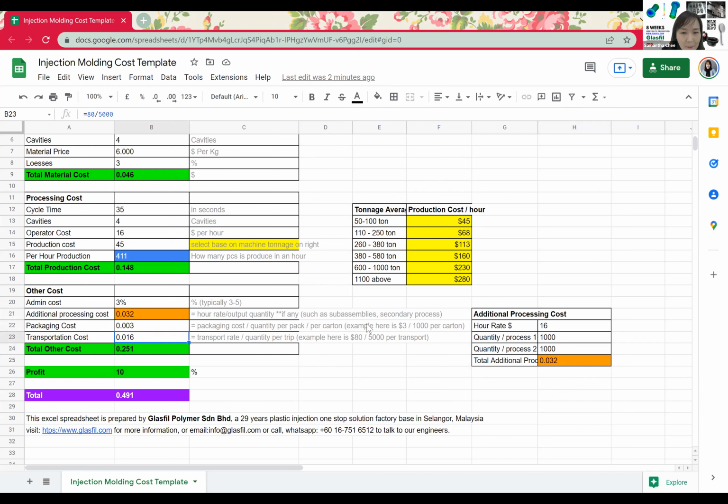So there are some examples that I put in here where you can digest yourself. So it actually adds up to like 25 cents. If, let's say, I were to look at this, it's so crazy that the other cost is costing more than my material and also my processing cost. You will want to look into trying to adjust this so that it becomes lower.